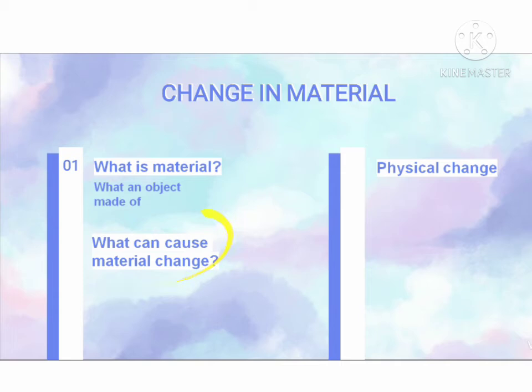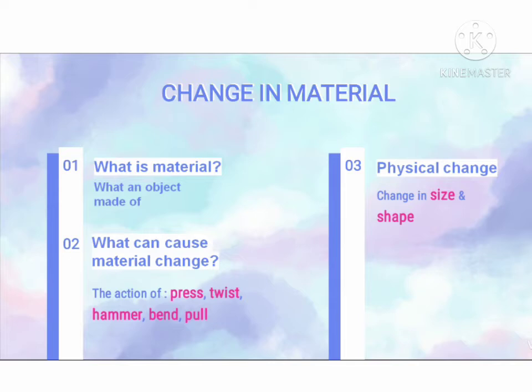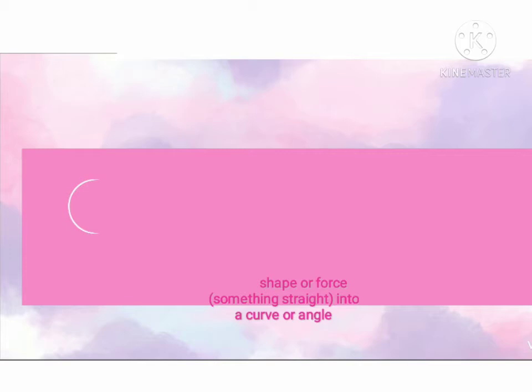Now, what can cause the material to change? The actions of press, twist, hammer, bend, pull, and stretch can cause the material to change. And what is the change that happened? This is the physical change. So, a physical change is when the material changes in size and shape. So let's take a look one by one.